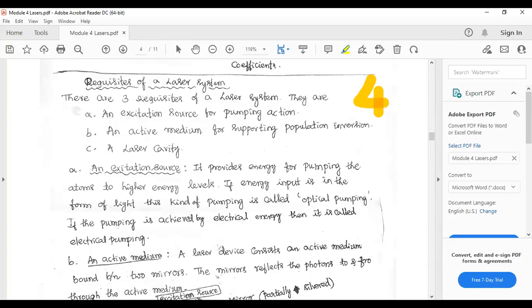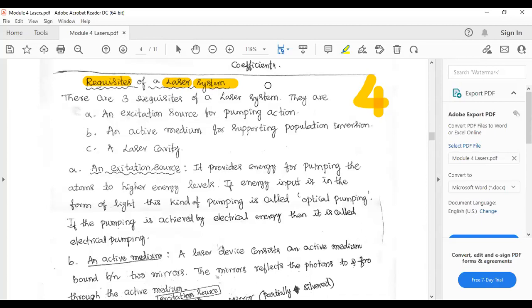The first concept is we have to summarize how many instruments or materials are needed to construct a laser. Suppose you are given a task of constructing a laser, then what are the requisites to do that? That is the question we have to answer.